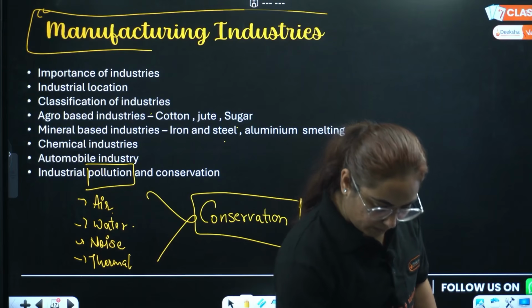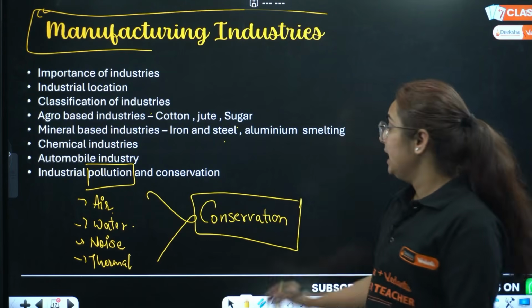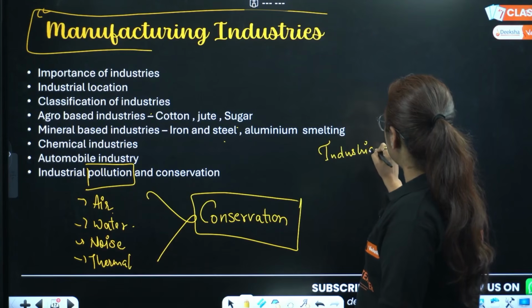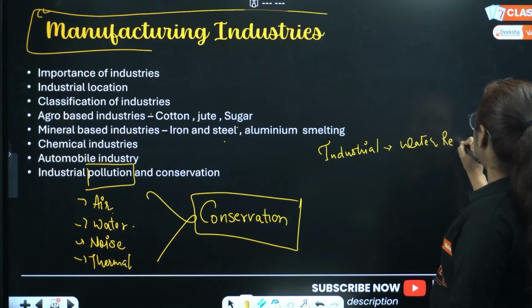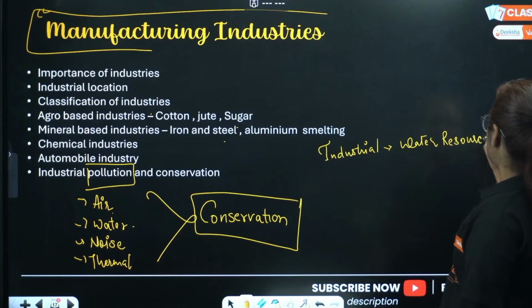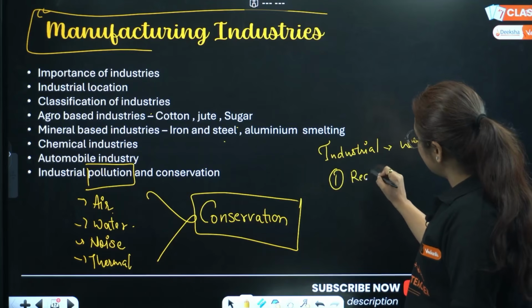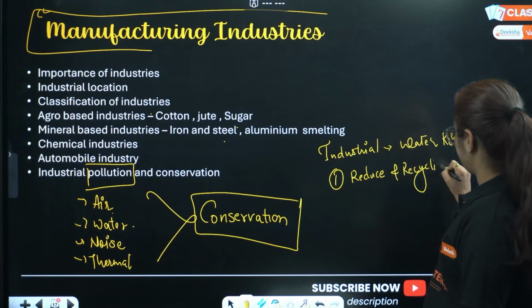Control of environmental degradation, page number 76, suggestions. Industrial pollution is affecting our water resources, because the effluents are directly discharged into it. What steps can be taken? First, reduce this, as well as recycling and reusing of the water.